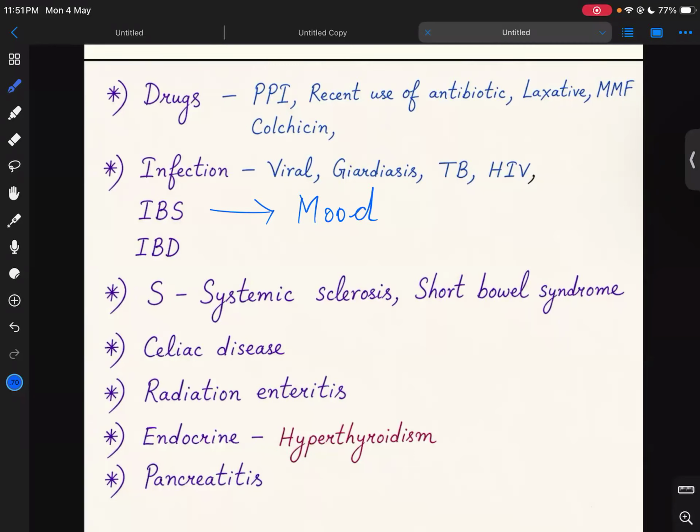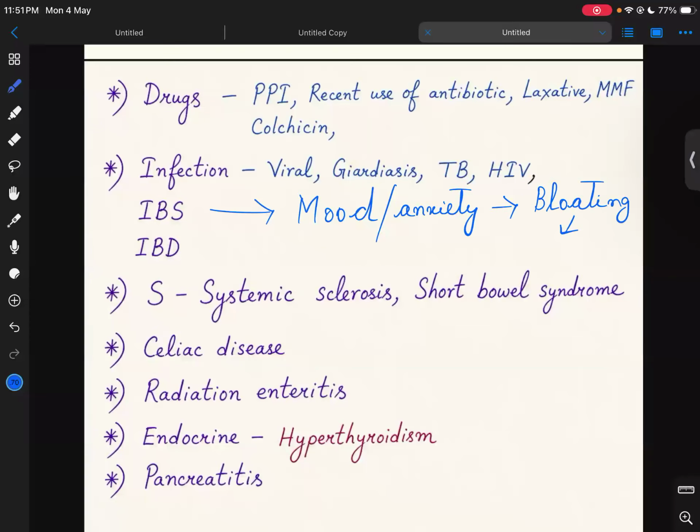So let's come to the symptoms of IBS. The patient will have some mood problem or anxiety. You have to ask about it. What about your mood? Then the patient will have some bloating sensation. That is, he will feel full after eating. This is symptoms of IBS.